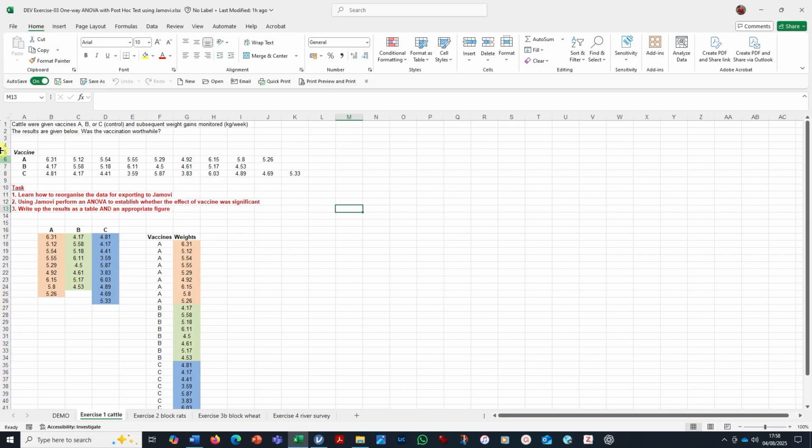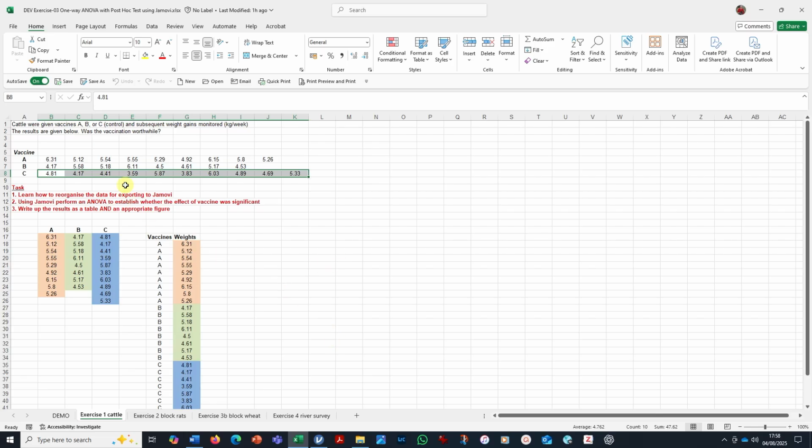So here, just to demonstrate, I've got the data in rows. Here we've got vaccine A, and here we've got 1, 2, 3, 4, 5, 6, 7, 8, 9 cattle. Then we have 8 cattle on B vaccine, and we have 10 on C vaccine. And for this test, it doesn't matter that we've got equal groups as long as we've got sufficient numbers and replicates in each treatment. For our statistical analysis, we're going to use Jamovi.